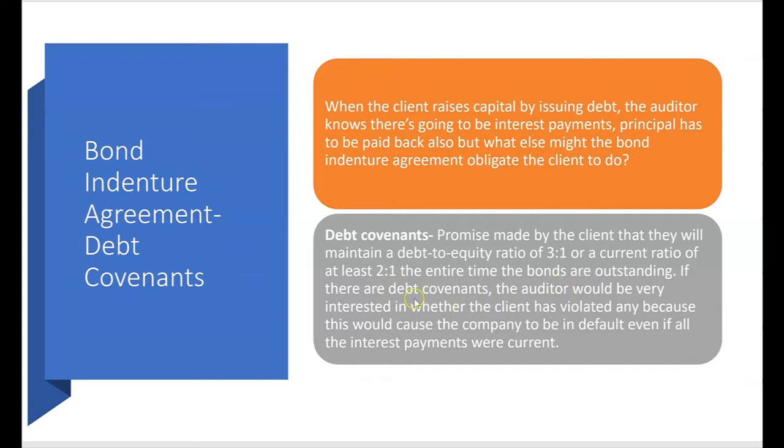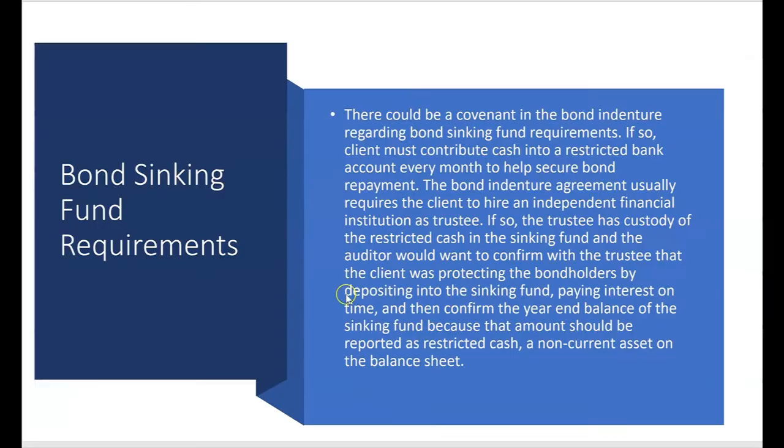So if there are debt covenants, the auditor would be very interested in whether the client has violated any. Because if the client has violated any debt covenants, this would cause the company to be in default, we said. Even if all the interest payments were current, they would have to repay the bondholders in full, immediately, if demanded by the bondholders. So this bond indenture agreement is that contract between the parties. And so far we know that it may contain debt covenants. What else could be in the bond indenture agreement?